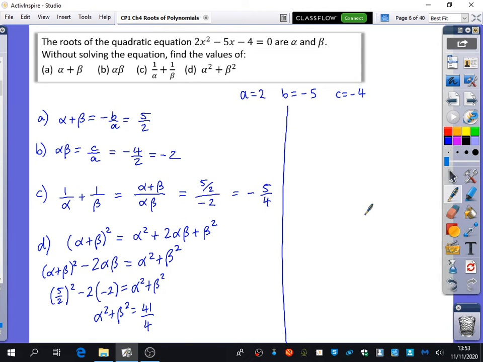So we're going to do this quadratic. You've got 2, minus 5, minus 4 on the calculator. Now, when you actually solve this on the calculator, the roots are 5 plus root 57 over 4, and the other one is 5 minus root 57 over 4. So when you add these two things together, do you get 5 over 2?